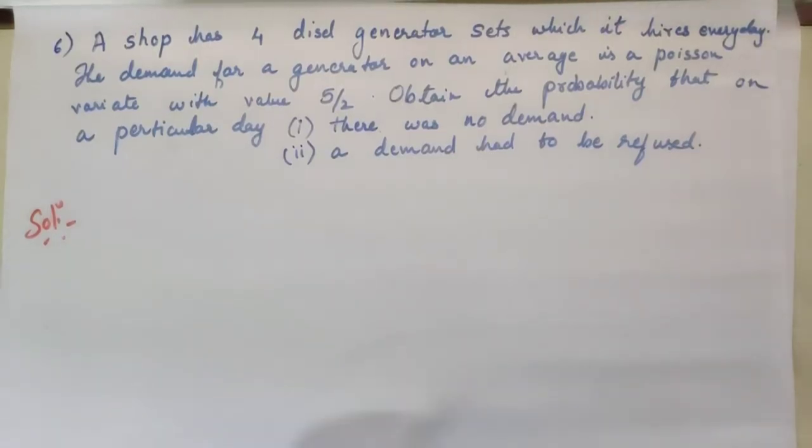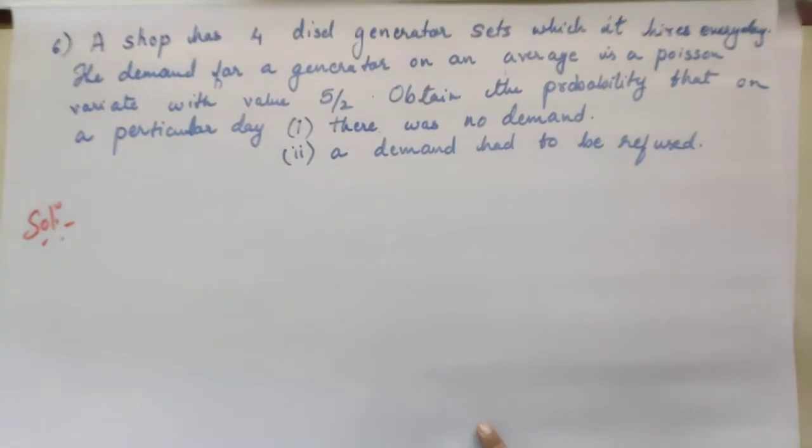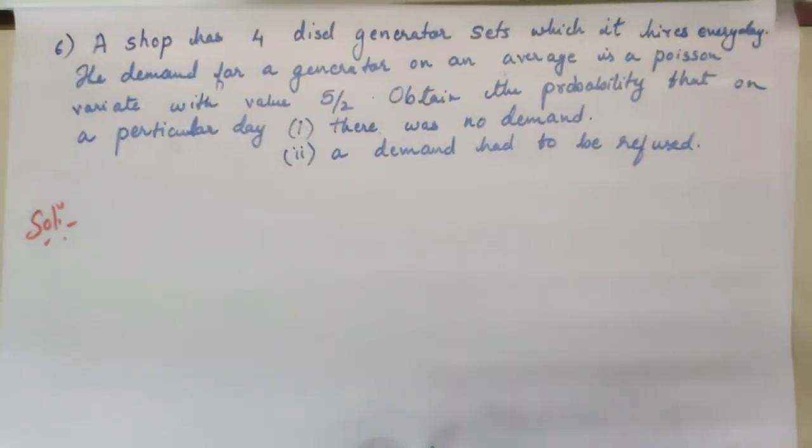Now let's continue with one more problem. A shop has 4 diesel generators which it hires every day. The demand for the generator on an average is a Poisson variate with the value 5/2, meaning m is equal to 5/2. Obtain the probability that on a particular day there was no demand.